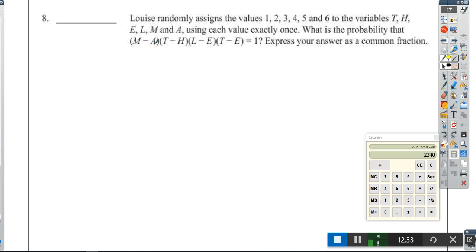Well, that means that m and a have to be either 1 or -1, because if it's anything else, then we'll never end up with a product of 1. Which means th has to be 1 or -1, le has to be 1 or -1. But it has to switch off each time, right? Well, we'll talk about that in a second. And te also has to have a sum or a difference of 1, either positive or negative.